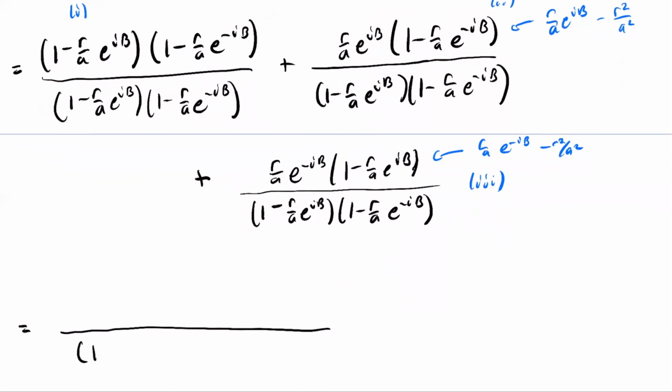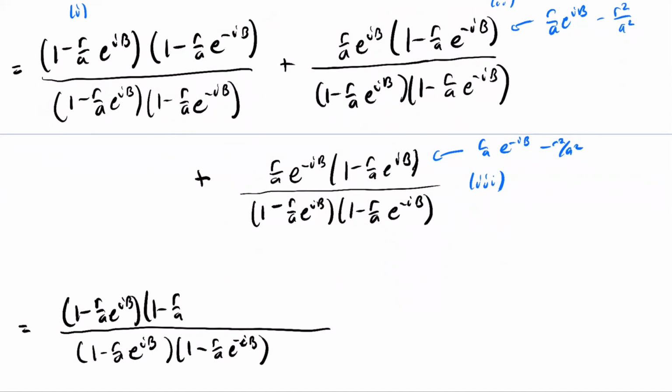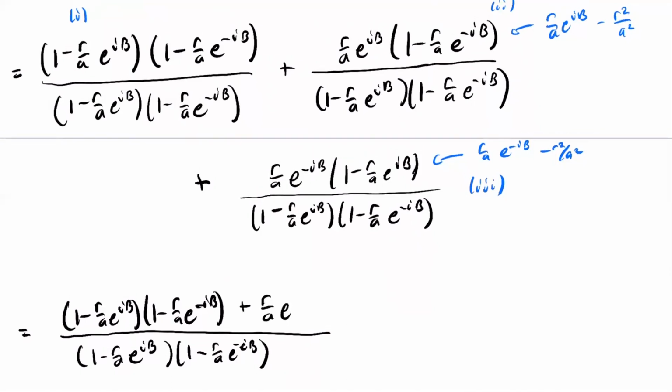And so now if I combine all these terms here, I end up with finally, in the denominator, 1 minus r over a e to the ib, 1 minus r over a e to the minus ib. And then in the numerator, I have the first term, which I'm just leaving alone, and then plus r over a e to the ib plus r over a e to the minus ib, and then minus r squared over a squared. Okay.